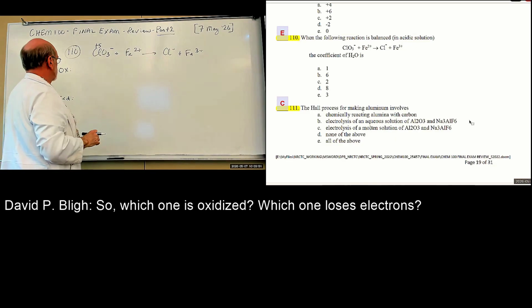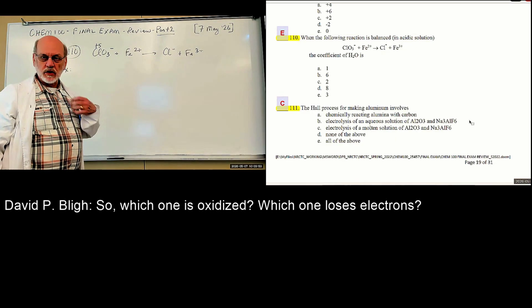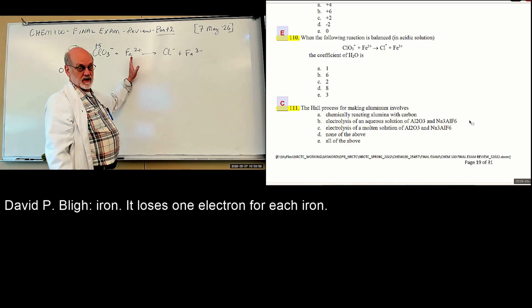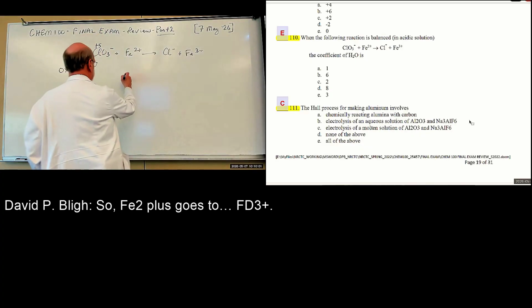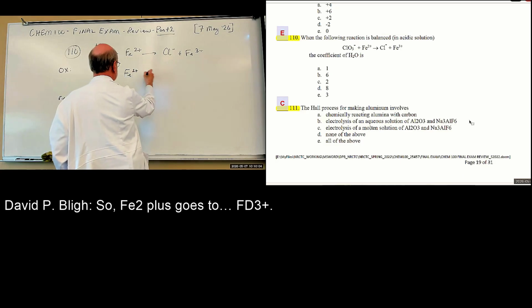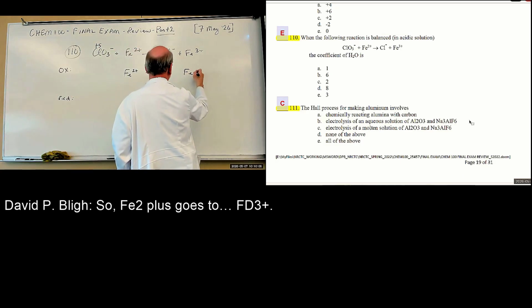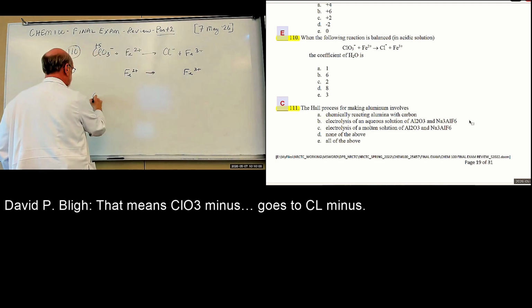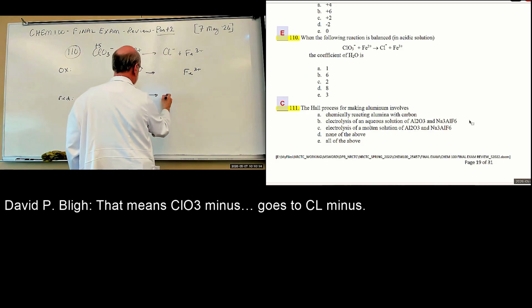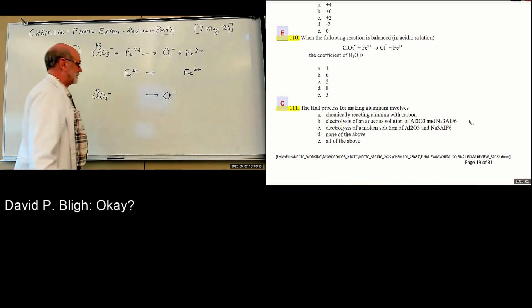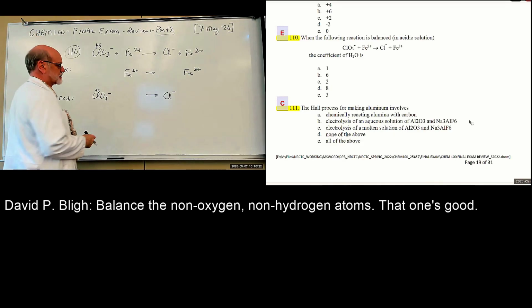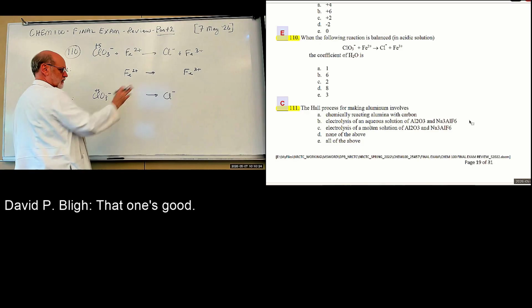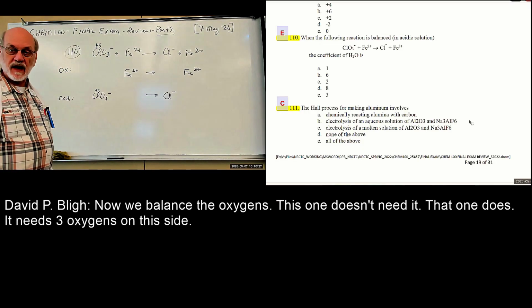Now we can move. So which one is oxidized? Which one loses electrons? Iron. It loses 1 electron for each iron. So Fe2 plus goes to Fe3 plus. That means ClO3 minus goes to Cl minus. Okay? Next, balance the non-oxygen, non-hydrogen atoms. That one's good. That one's good. Now we balance the oxygens.